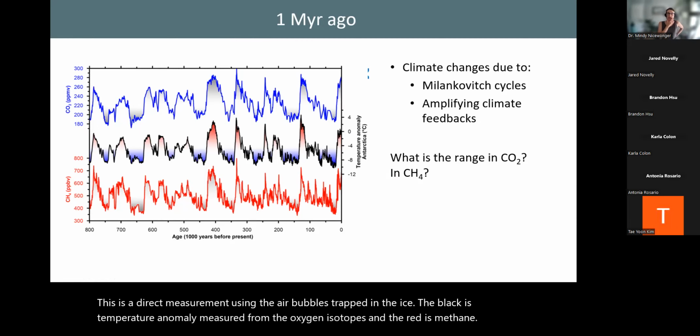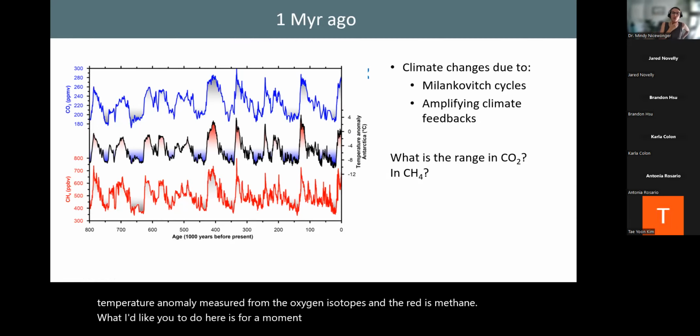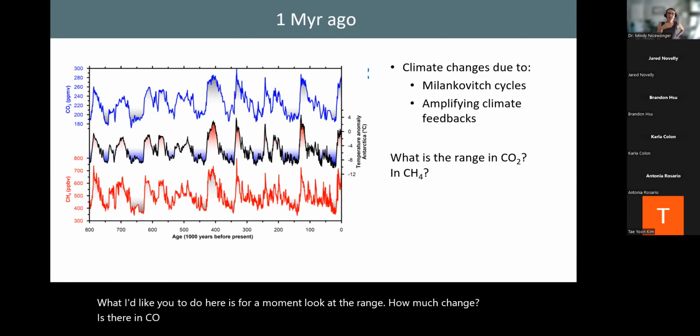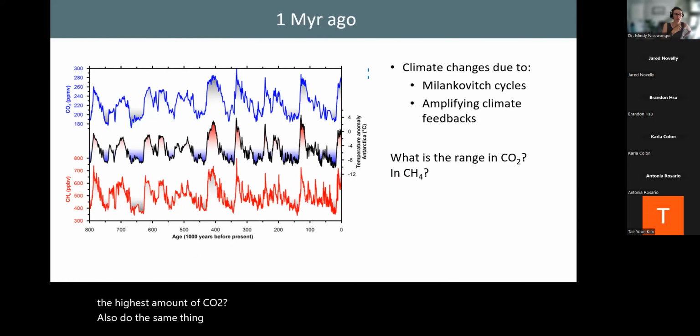What I'd like you to do here is, for a moment, look at the range. How much change is there in CO2? What's the lowest amount of CO2 measured over these 800,000 years? What's the highest amount of CO2? Also do the same thing for methane. What's the lowest amount of methane, which is in red? What's the highest amount of methane? Let me know.